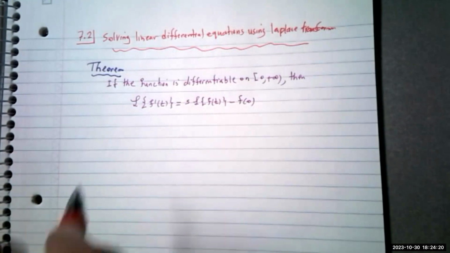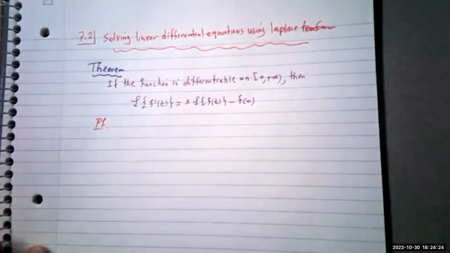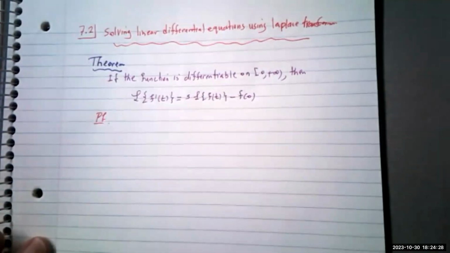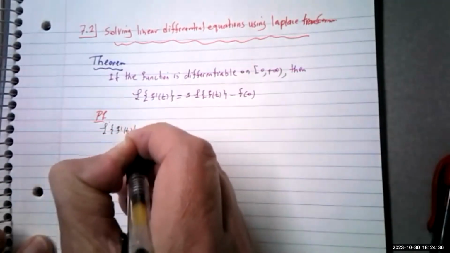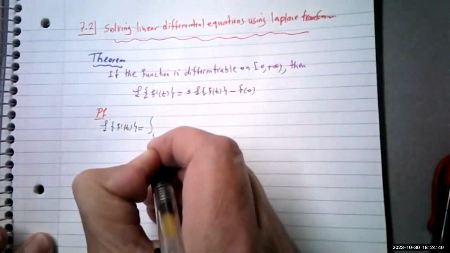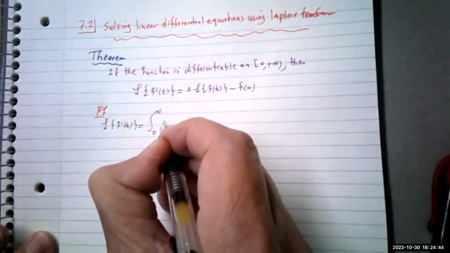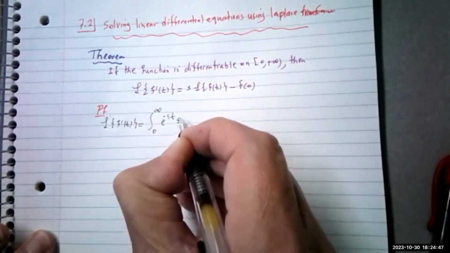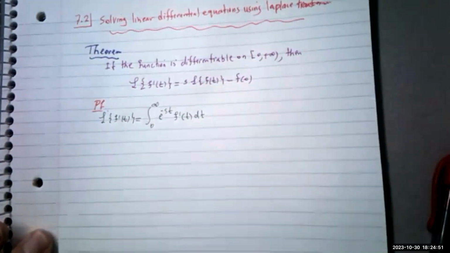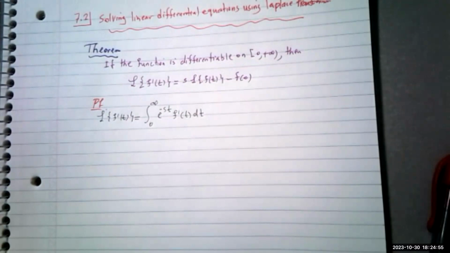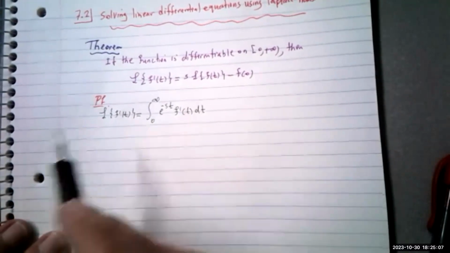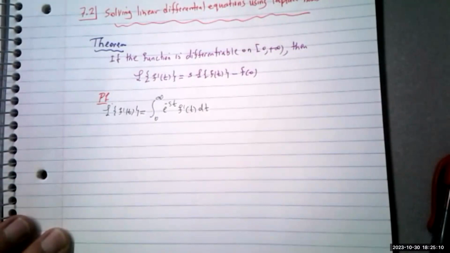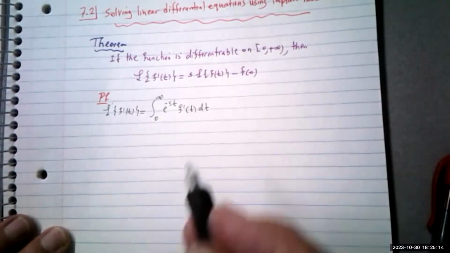It's not bad to see how you prove this one. Okay, prove. Write the definition. So the definition of a Laplace transform. So Laplace of f prime of t is going to be equal to what? Is equal to the integral from 0 to infinity of e to the negative st f prime of t dt. Now I want to relate it to the Laplace of f of t. So let's work on this integral. In order to find this integral, I want to change it to the f of t. In order to change it to the f of t, I'm going to use integration by parts.